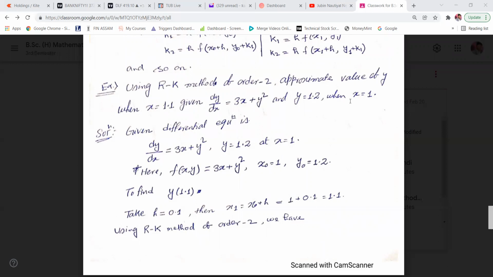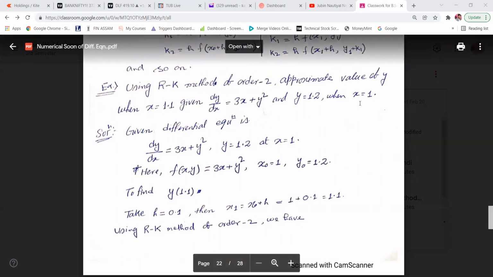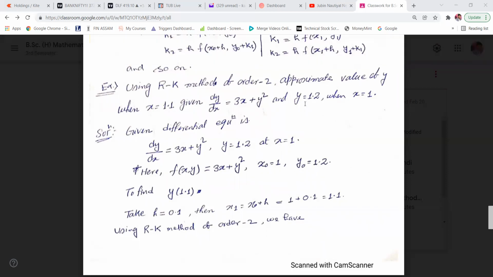So the initial condition is given. That means x naught is 1 and y naught is 1.2. So here f of x y is the differential equation, this 3x plus y square, your given function. So f of x y will be 3x plus y square. X naught will be 1 and y naught will be 1.2.